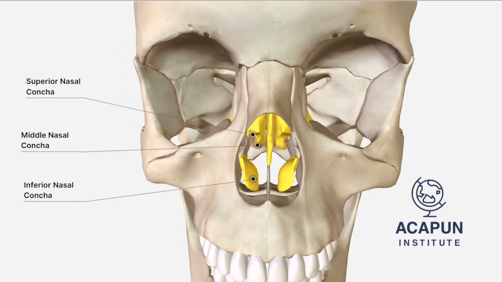There are three paired nasal conchi within the nose, but it is the inferior nasal conchi that are considered as part of the facial skeleton. The middle and superior conchi arise from the ethmoid bone, which forms part of the neurocranium.